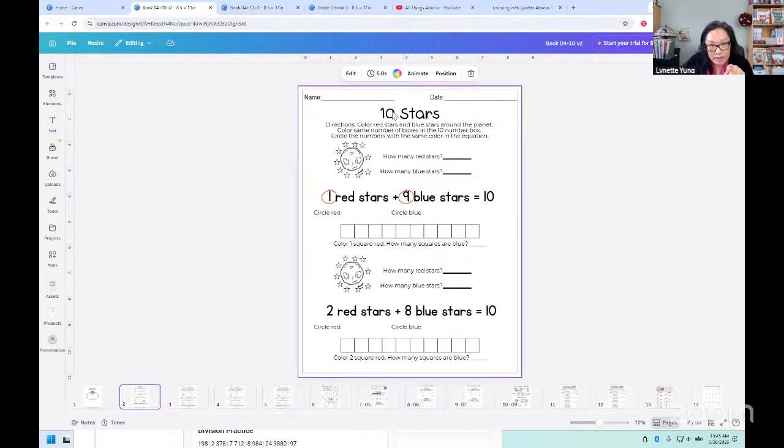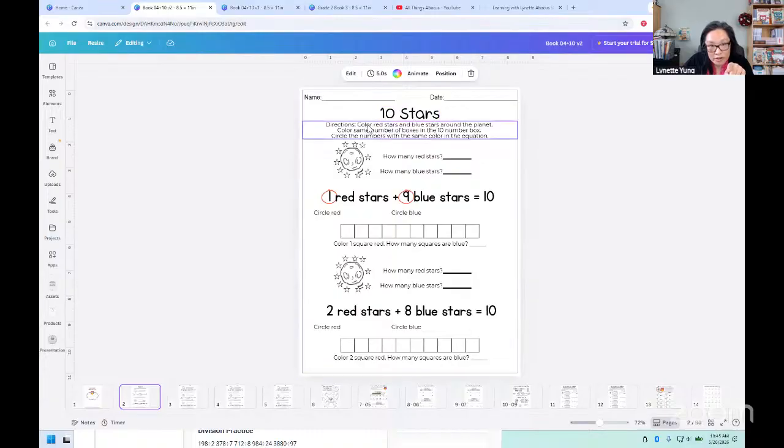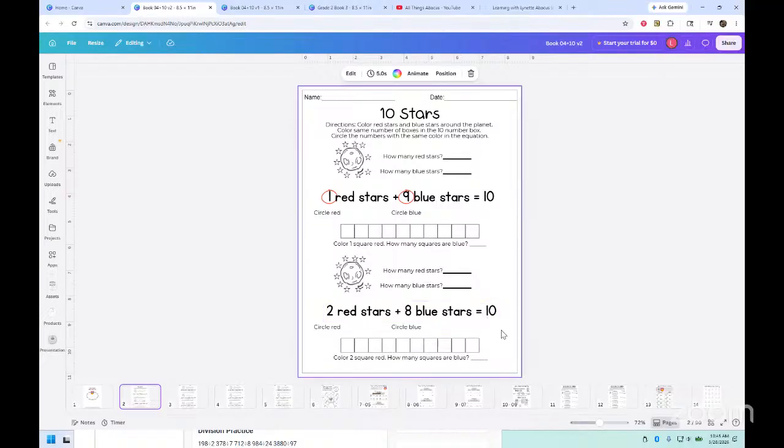And so what I did was 10 stars and I have more instructions. And then I have the name and the date. So color red stars and blue stars around the planet. Color the same number of boxes in the 10 box. So circle the number of the same color in the equation. So I want them to circle 1 red. I want them to circle 9 blue. And so here, color 1 square red. How many squares will be blue? So there's more explicit instructions when I do it. And that's the improvement.